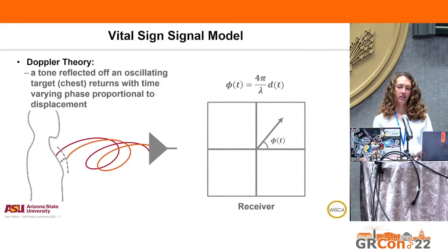So according to Doppler theory, if you reflect a tone at an oscillating target, in our case the chest, it's going to return in time with time-varying phase that's proportional to the displacement of the object. So if you imagine now that that receiver that's in the middle of the screen, you flipped and now you're looking at the front phase, that tip of the phasor there, so the edge of the arrow, is going to oscillate with time depending on how far away the chest is. So for this reason, you're able to track the way that the chest wall is moving, and that's going to contain the information of your heart and respiratory rate.